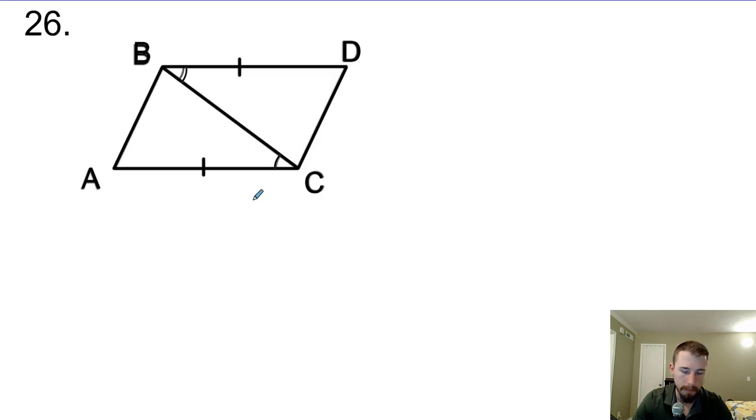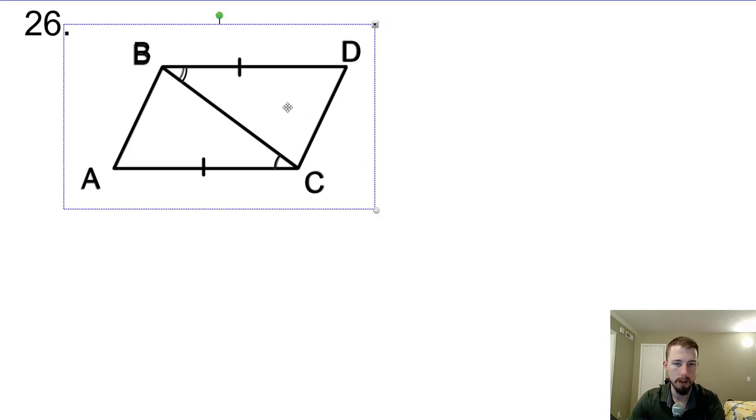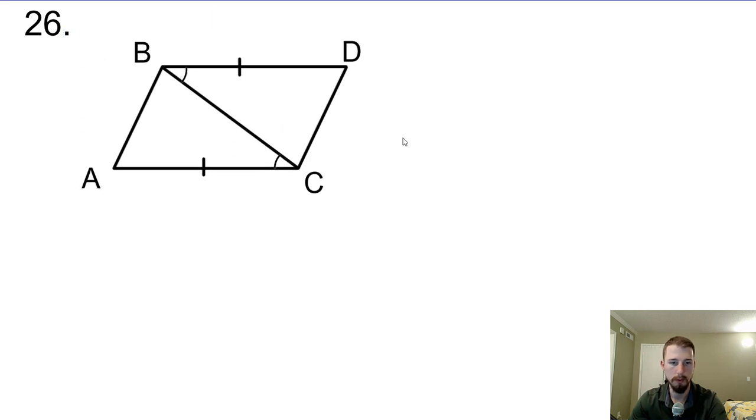All right, 26. Looks like I was doctoring up this image and I never finished because I want it to look pretty, like that one. All right, so on this one, we have the sides are the same, these angles are the same, and then we know reflexive BC is congruent to itself.